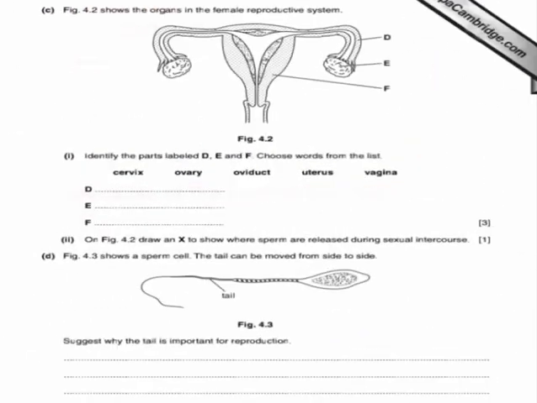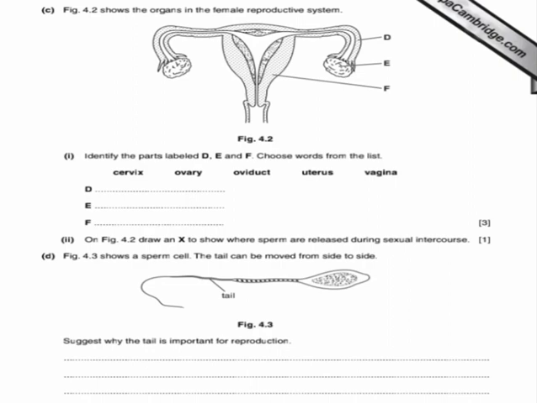Okay, so the next one is saying figure 4.2 shows the organs in the female reproductive system. Then Roman numeral 1 is saying identify the parts labeled D, E, and F. Choose words from the list.